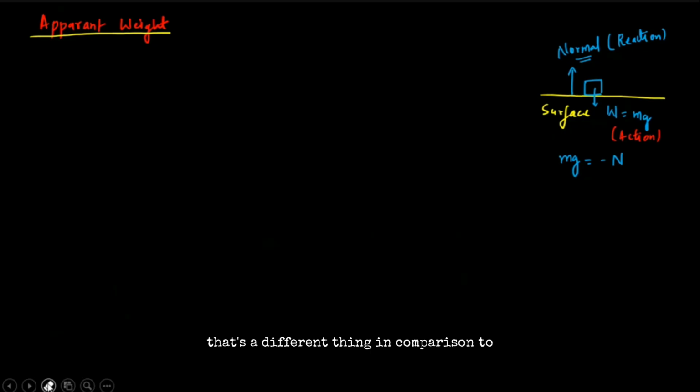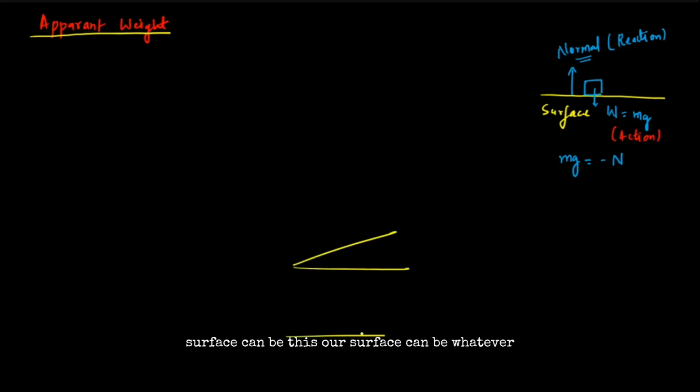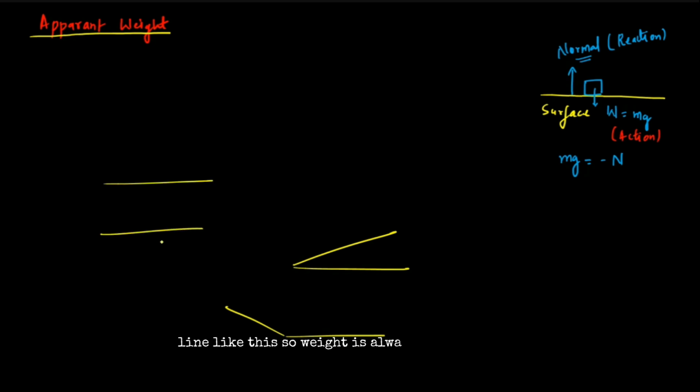That's a different thing in comparison to the direction of weight. Although it is always perpendicular, it is with respect to the surface. In case of surface and ground, to be precise, the surface can be this, or it can be whatever. Anything is possible. But if it is ground, it should be a straight line like this. So weight is always perpendicular to this, like ground.